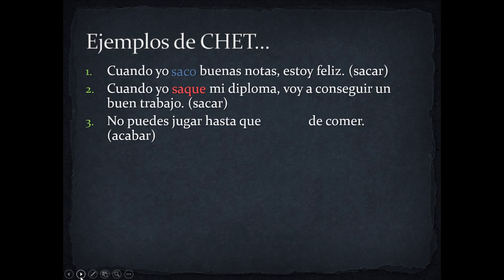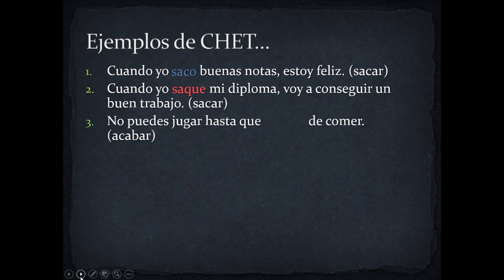Y acabar significa to finish. So this is probably a parent telling a child or some other kid, No puedes jugar. You cannot play until you finish eating. And we have acabar and then de comer, which is how we say to finish doing something. So, la pregunta, is this habitual or pending?